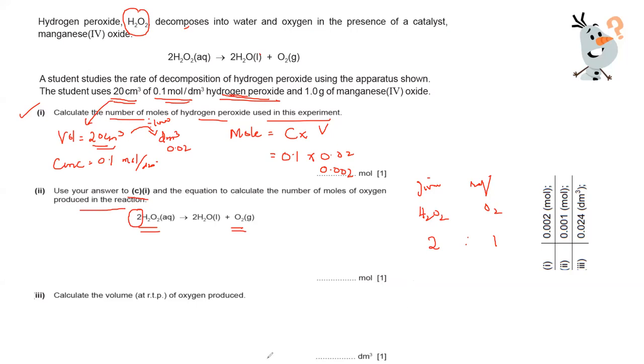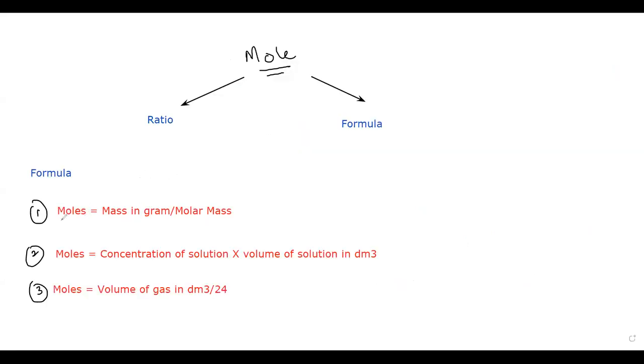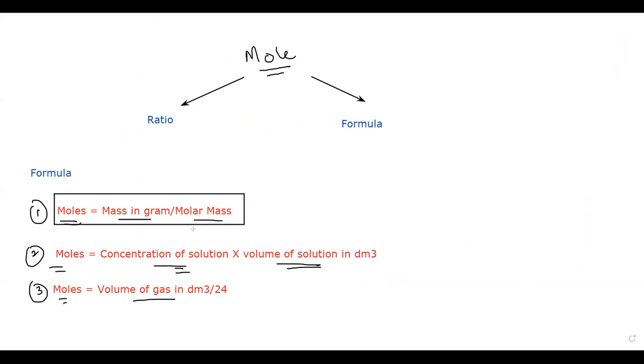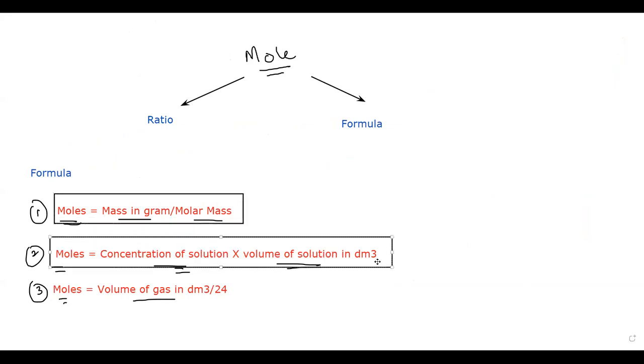These are the 3 formulas which are related to moles. Number 1, if you want the moles, it is mass in gram divided by molar mass. Number 2, it is concentration of a solution multiplied by volume. And number 3 is the volume of a gas in dm cube divided by 24. So these are the 3 formulas which you have to learn or memorize related to moles.